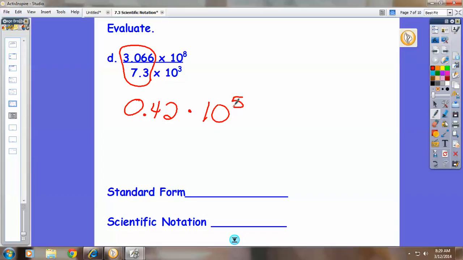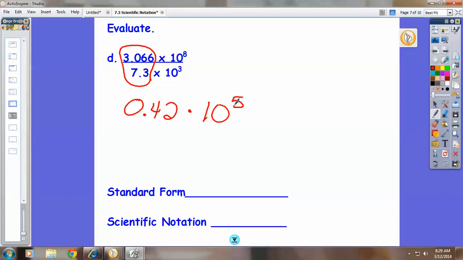Is this in scientific notation? No. Close, but not quite, is it? Too far. We have one digit. Somebody's going to argue that we have one digit on the left, but that digit can't be 0. Our decimal number has to be greater than 1 and less than 10.